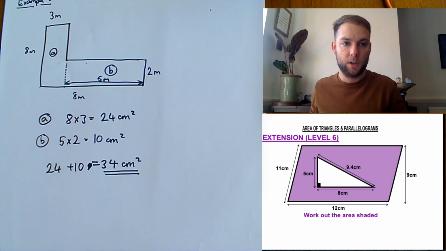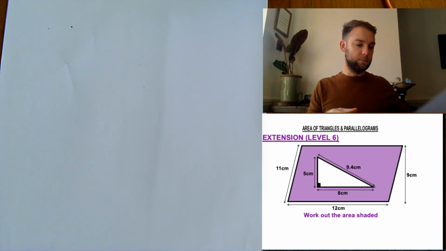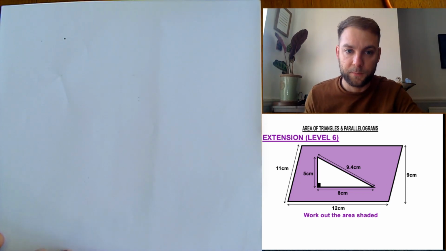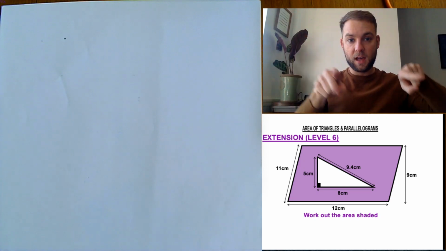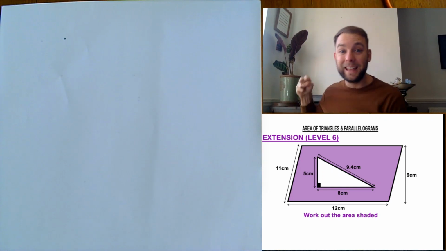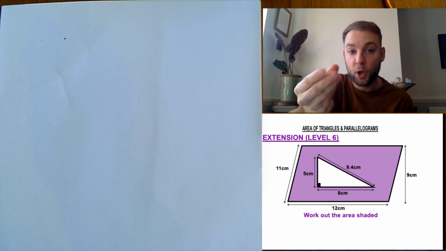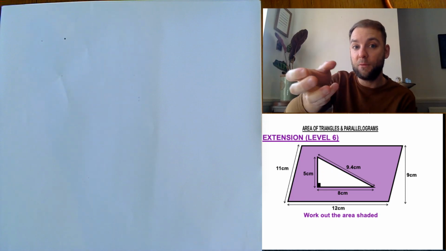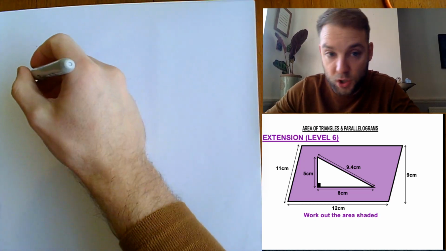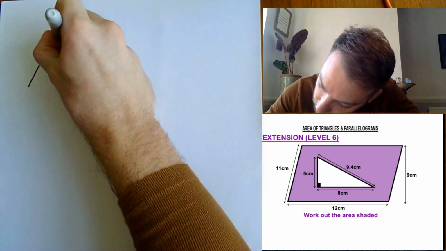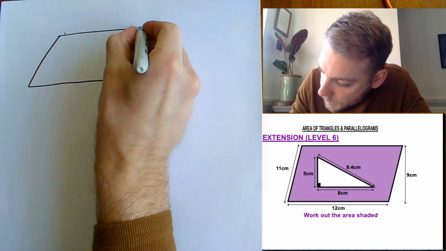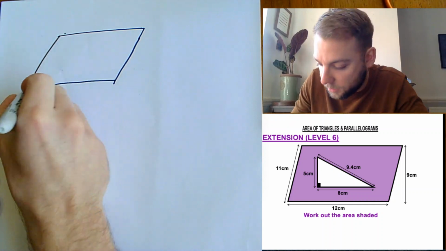So with this one here, we've got 2 shapes that we need to think about. You've got a parallelogram and a triangle, and the triangle has been taken away from the parallelogram, so it's been cut out of it. To get rid of that, you need to take away that area. So I'm going to think about this in 2 parts. The area of the parallelogram, and then the area of that triangle.